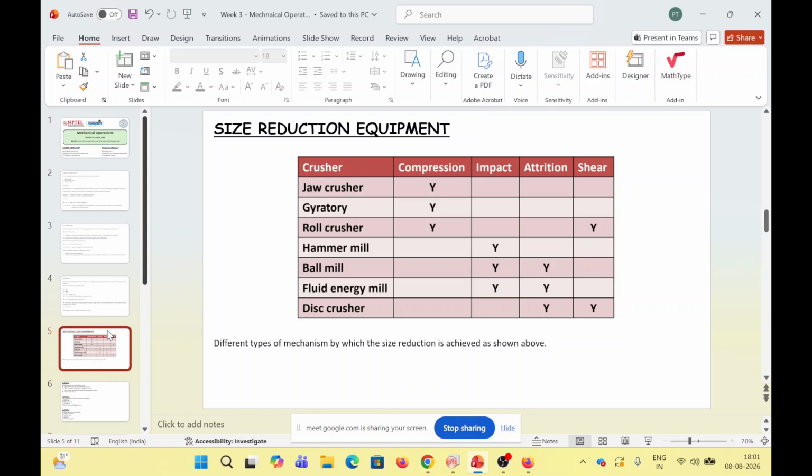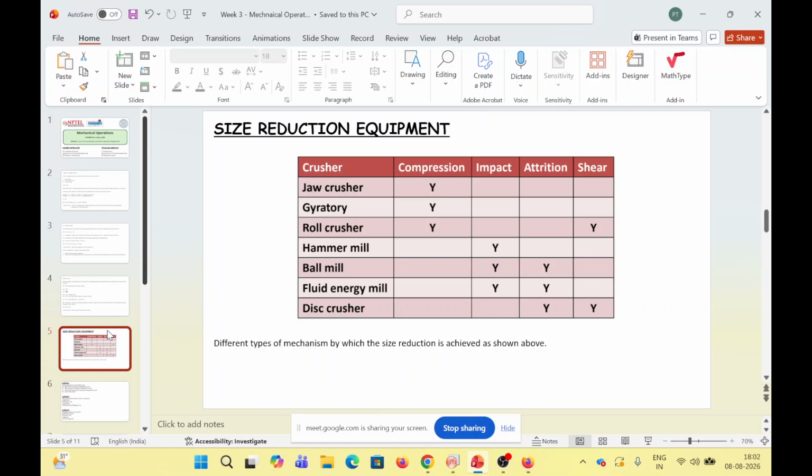So in this size reduction equipment, you will basically deal with different types of mechanisms for the type of reduction. As you can see from the table, we have compression, impact, attrition, shear, and then also some sort of non-mechanical introduction of energy. We just need to know what each of these terms means. What is meant by compression, impact, attrition, and shear?